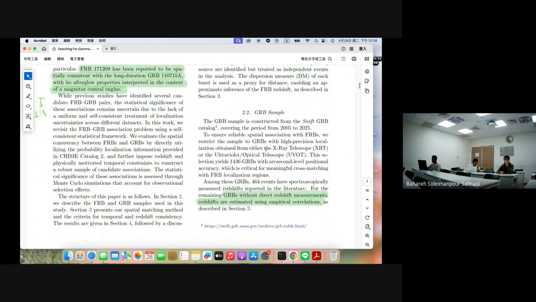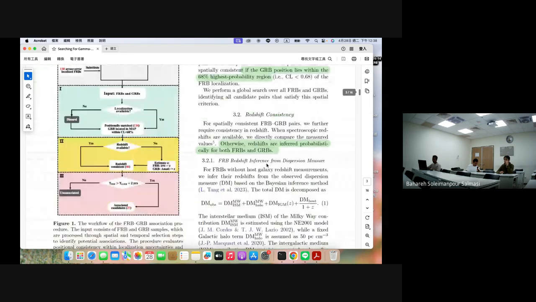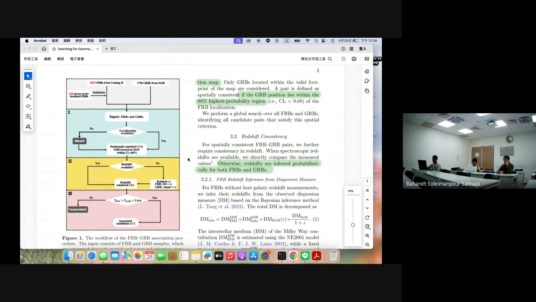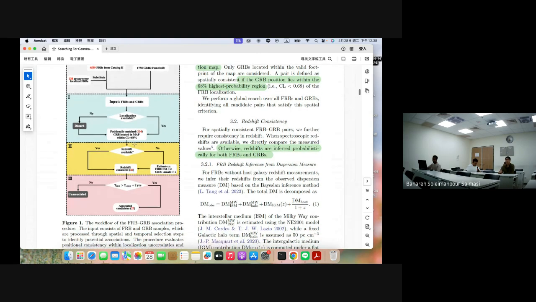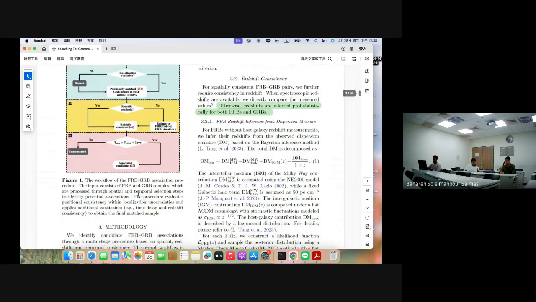And for the gamma ray burst sample, they use 464 events from Swift. Here is the workflow of their association procedure. They input the FRB and gamma ray burst samples. First they consider localization-based matching, then they consider the redshift, and then the temporal consistency.